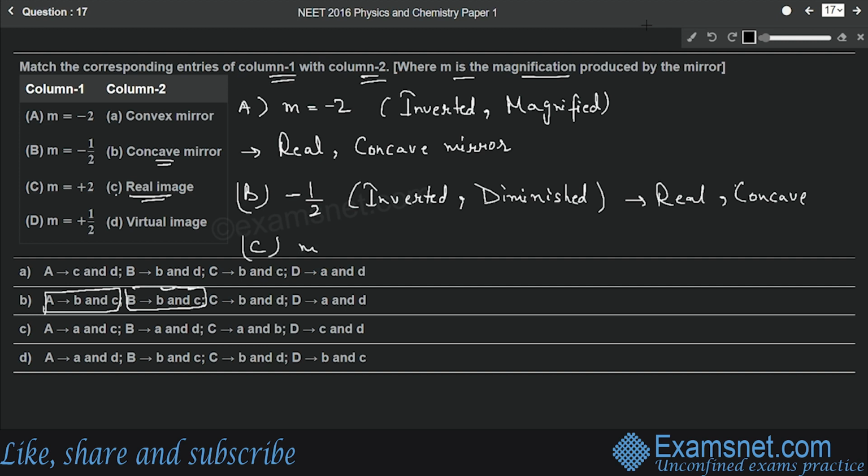Here magnification is given as +2. So this time plus means what? It will be erect, not inverted. Okay, so it is erect, and 2 is more than 1, then again magnified. So erect and magnified. We have seen that inverted means real and erect means virtual. Okay, erect means the image will be virtual.